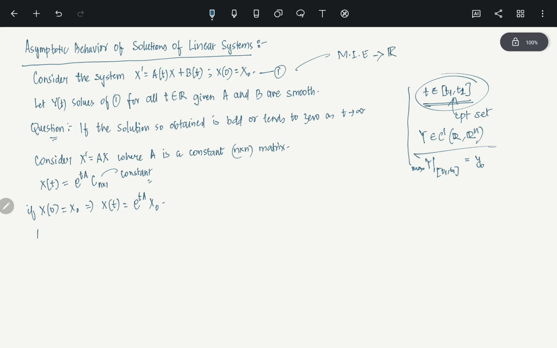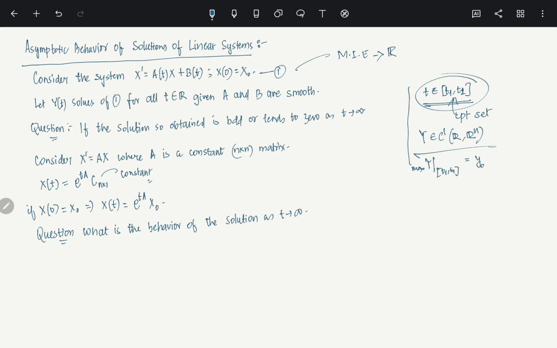Now, if we want to understand the behavior of the solution as t tends to infinity, the question is this: what is the behavior of the solution as t tends to infinity? Okay, so what is it?